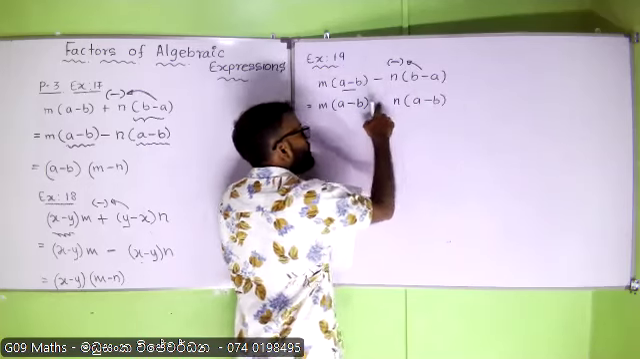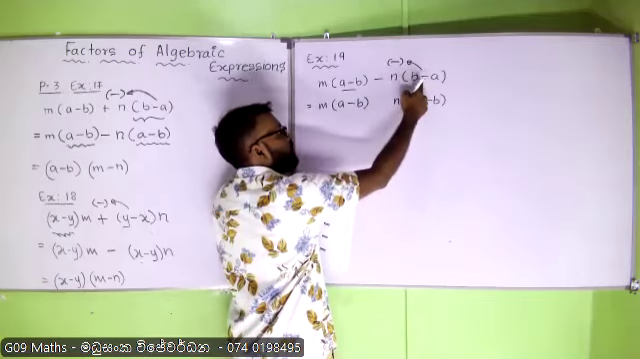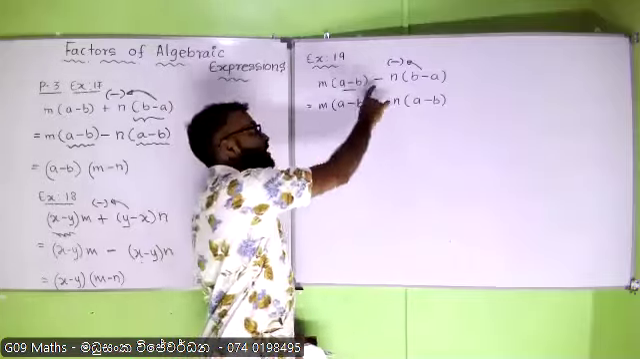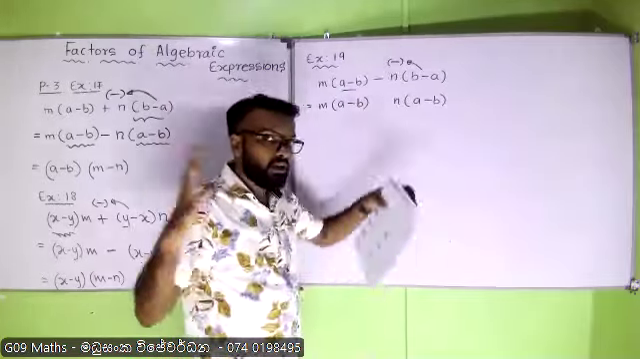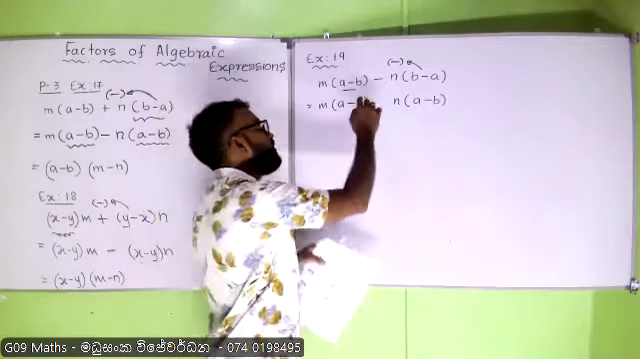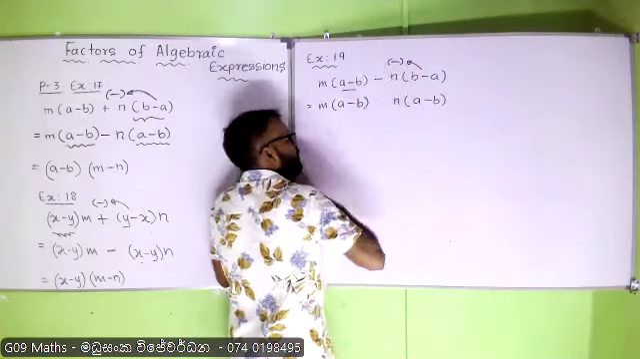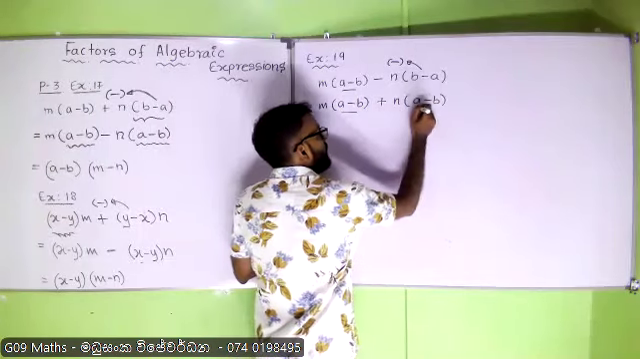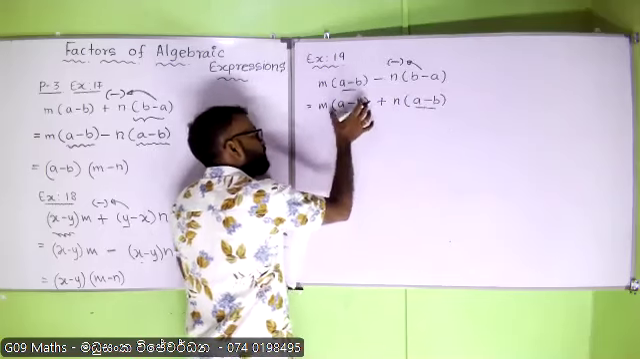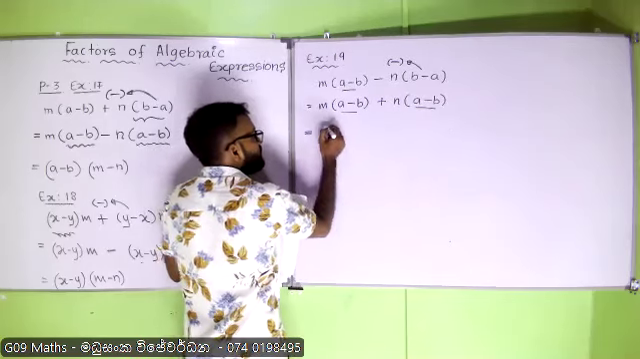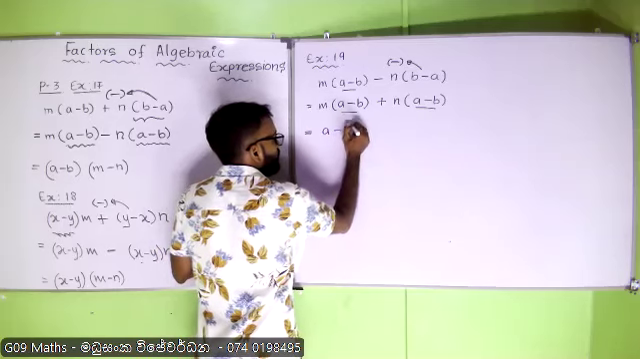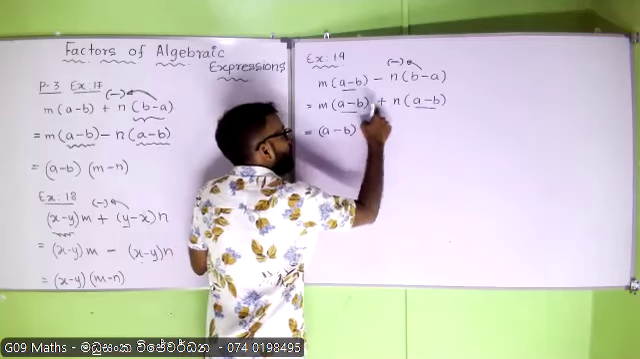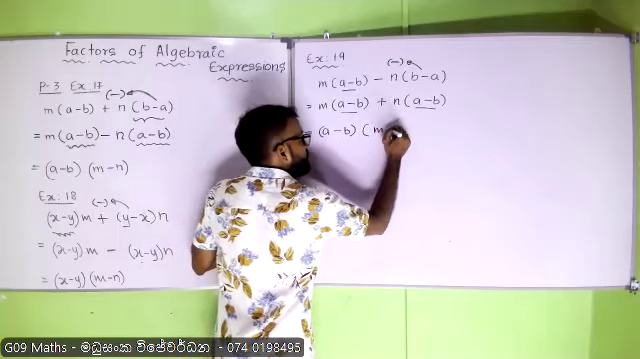Now what is the sign? You are taking the negative sign out from here, but already we have a negative sign here. This negative sign and this negative sign multiply together: negative multiplied by negative is positive. So now here we have a minus b, here we have a minus b, a common term. Take it out from the bracket. M plus n are the rest of the terms.